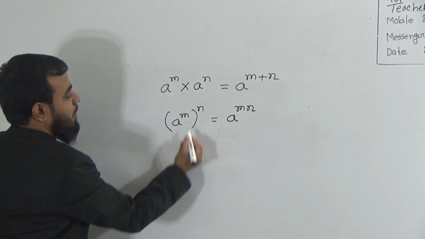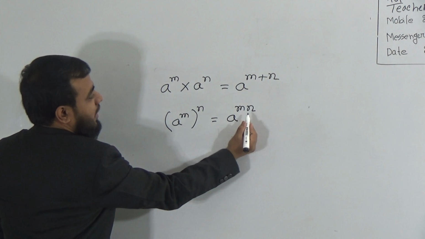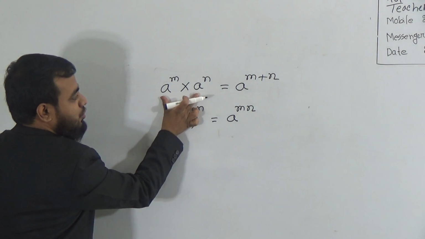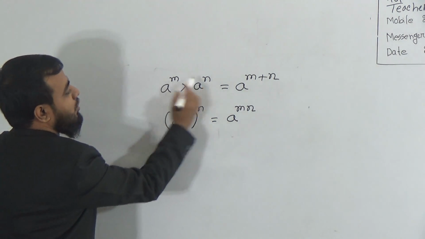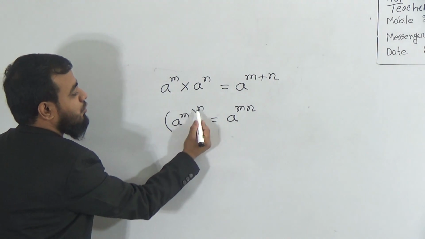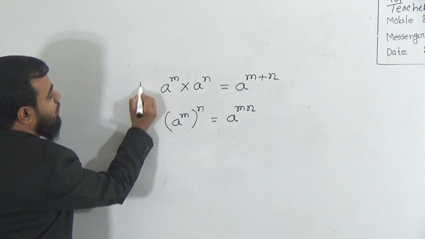Okay, that means the power will be multiplied. And the first formula is: when the bases are same, when we multiply these two, the bases are same, the powers will be added. And when the power has a power, then the two powers will be multiplied. This is our formula number 1.